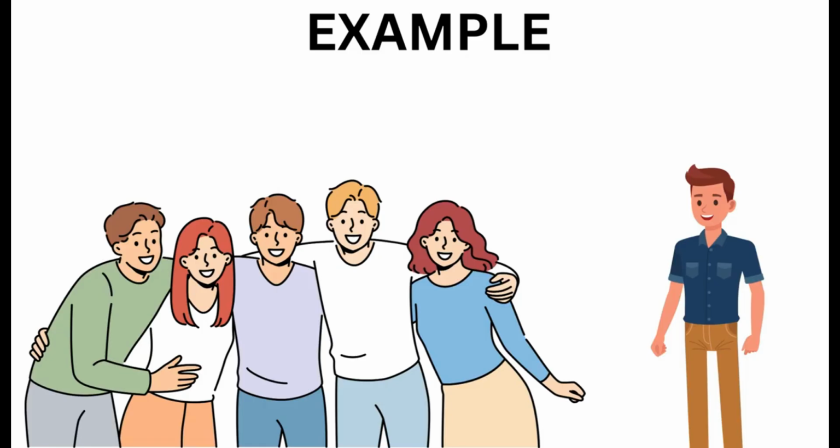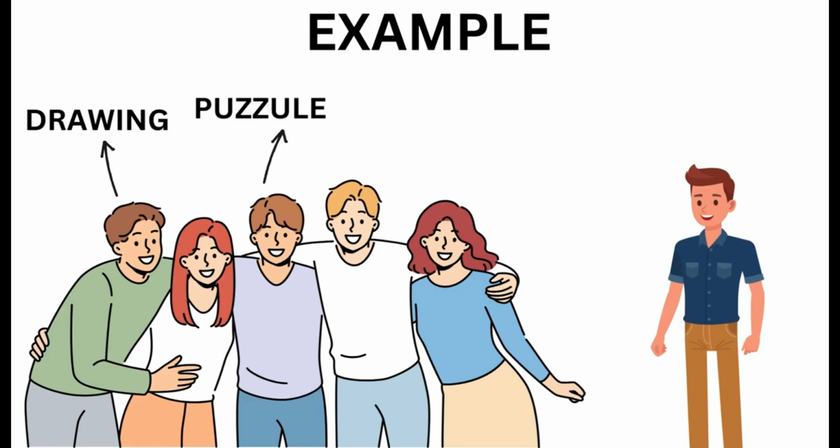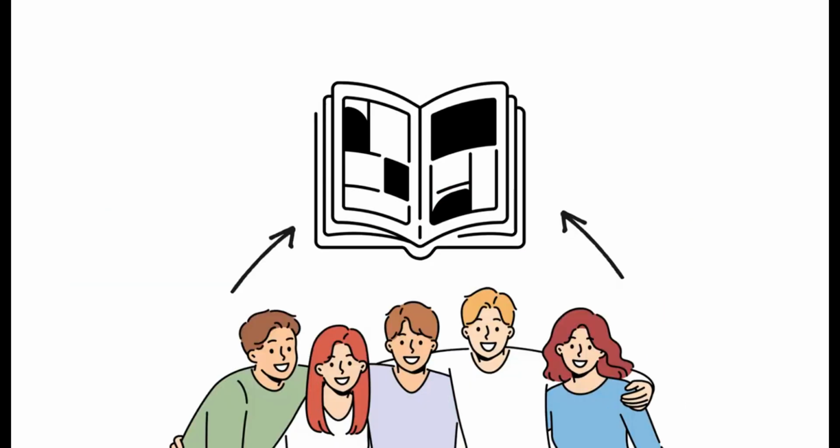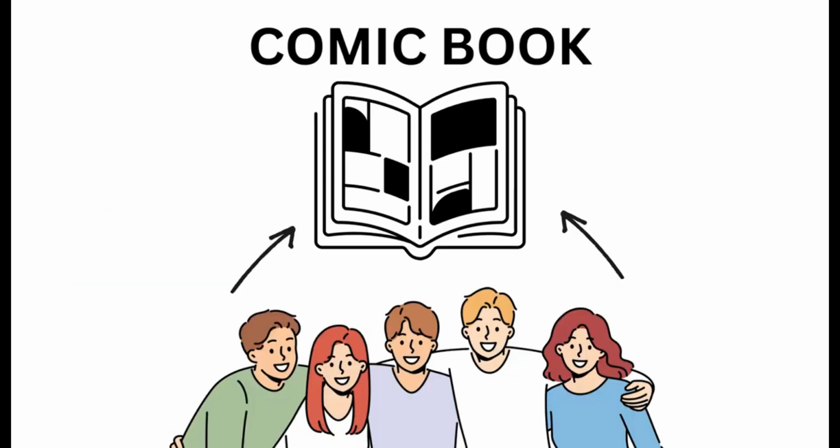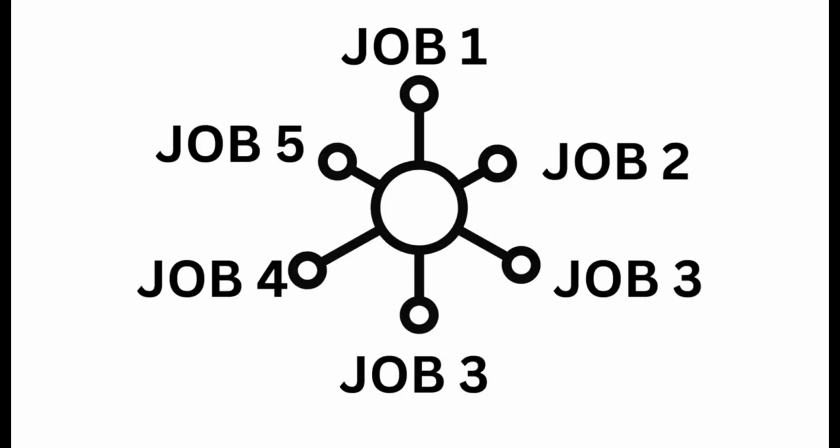Imagine you have a bunch of friends, and each of you has a special talent. Some are good at drawing, some are good at solving puzzles, and some are great at telling stories. Now, let's say you all want to work together on a big project, like making a cool comic book. A distributed operating system is like having a big team of friends working on a project together.